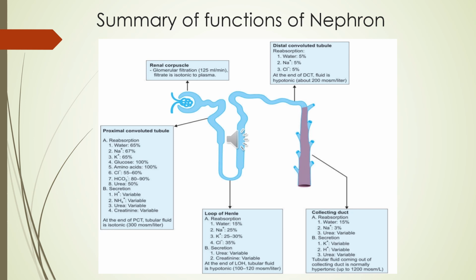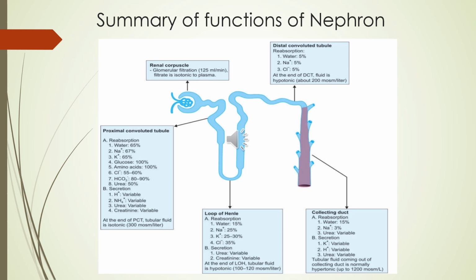And then it passes through the distal convoluted tubule where water, sodium ions and chloride ions are reabsorbed. At the end of the distal tubules, the fluid again becomes hypertonic. Then it reaches the collecting duct where reabsorption of water, sodium ions, urea, etc. takes place, and the secretion of potassium ions, hydrogen ions and urea occurs. So this is how the nephron functions in the formation of urine.